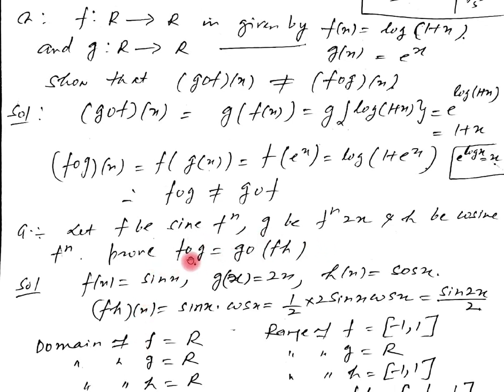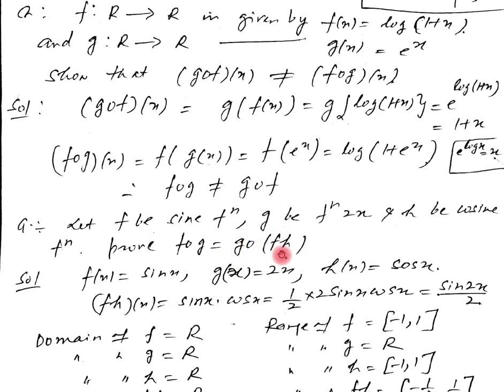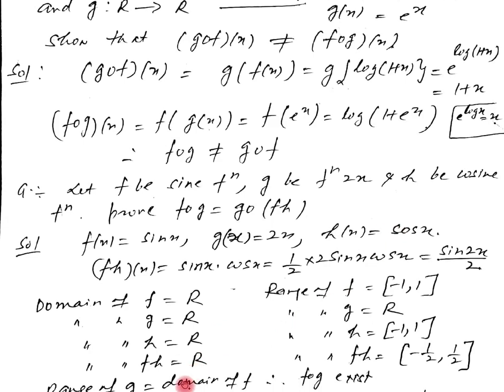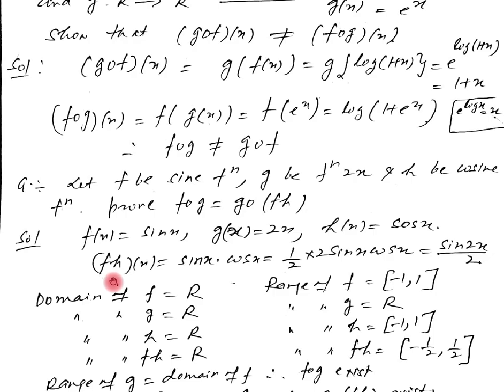Firstly, we see that these functions exist. In each case, the domain of f is R, as it can be defined for every real number. Therefore, the domain of g is again R, and the domain of h is again R. Similarly, the domain of the function f·h, sin 2x by 2, again can be defined for every value of x. Therefore, the domain of f, g, h, and f·h is R, the set of real numbers.